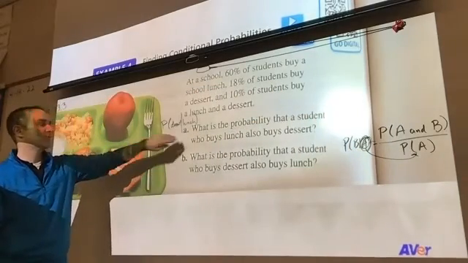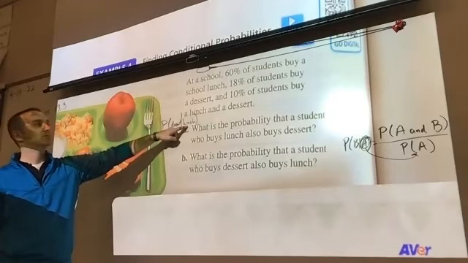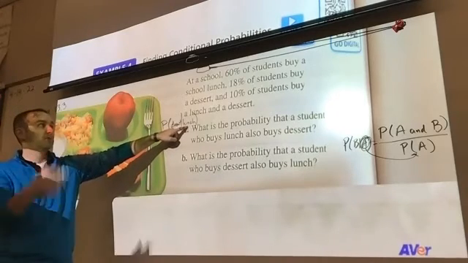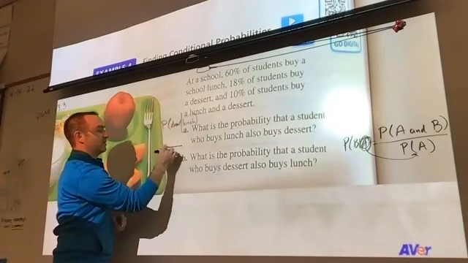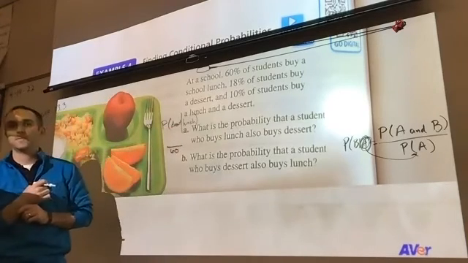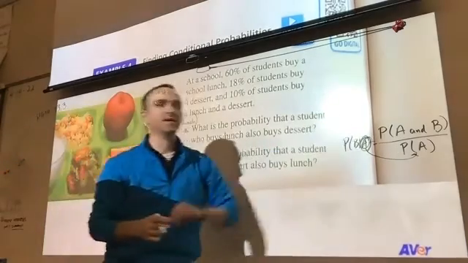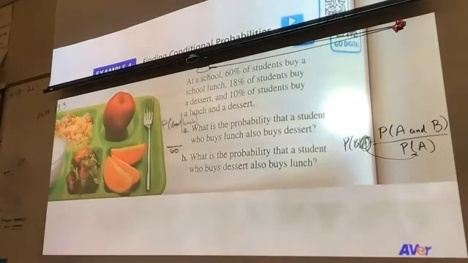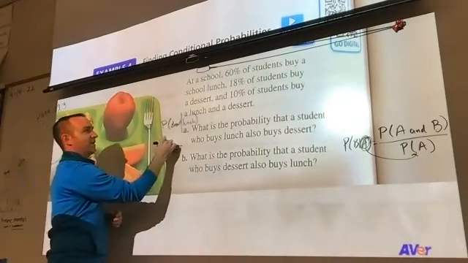So for this problem, what's the probability that they got lunch? 60%, right? 60% of students buy lunch. So our denominator here is going to be that 60%. On the top is the probability that both things happen. What percent of students got lunch and dessert? Lunch and dessert was 10, right?